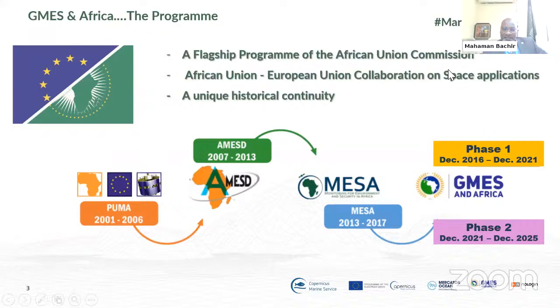The GMES and Africa program is a flagship program of the African Union Commission. It is a product of a long-term collaboration between the African Union and the European Union on space application. And GMES and Africa is really a long, long story. It starts, let's say, since 2001, since PUMA, and then you will see MSG, MESA. We are now implementing phase 2 of GMES and Africa, which will end in December 2025.